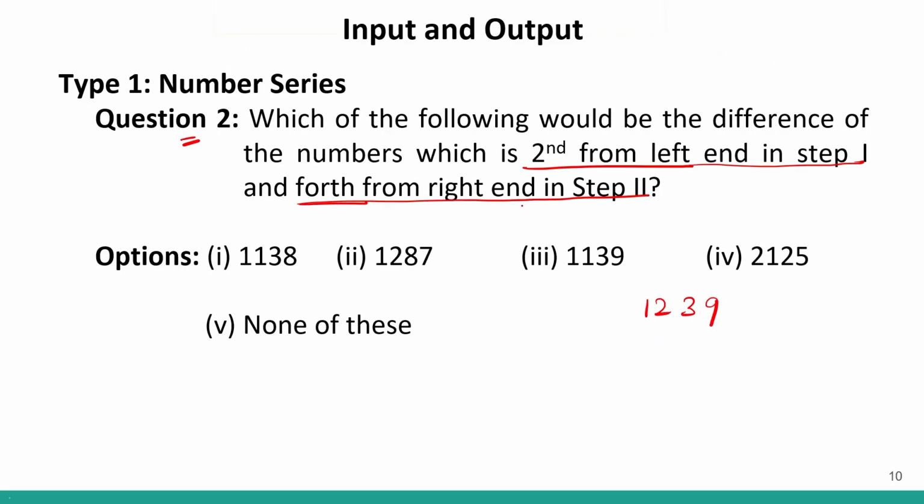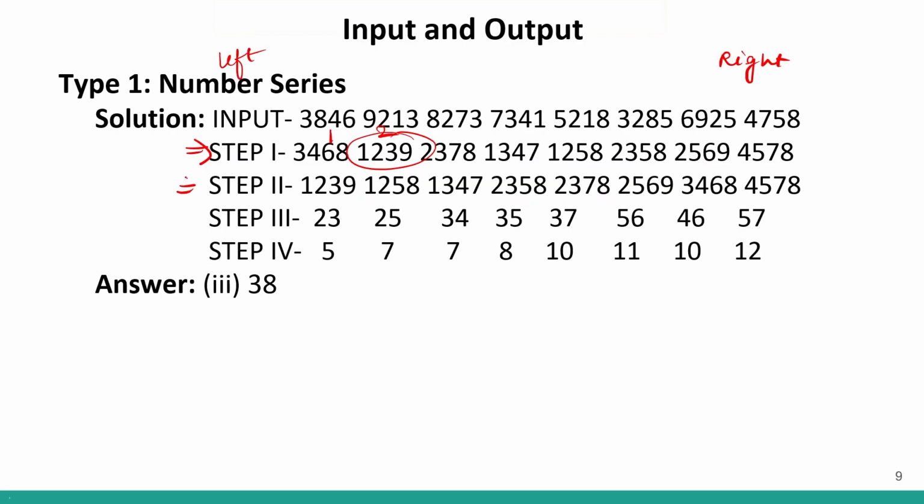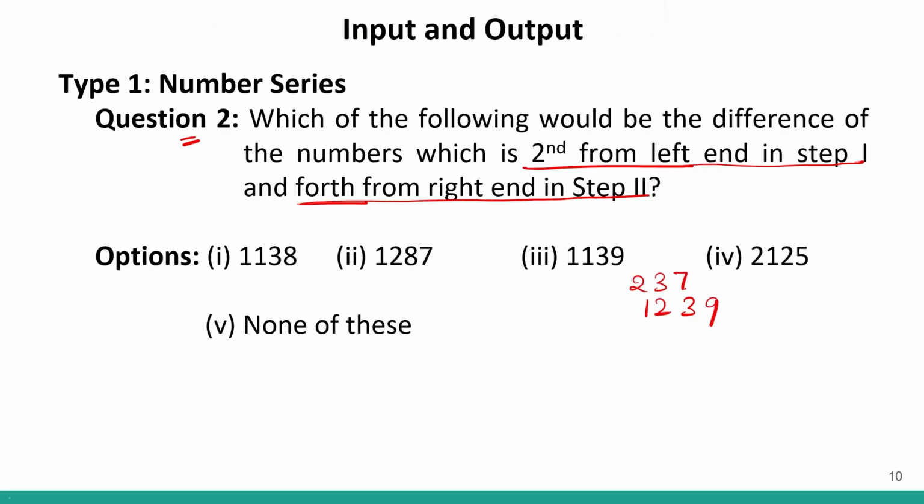And 4th from right hand in step 2. So, step 2, 4th from right hand will be 2, 3, 7, 8. We have to find the difference of these numbers. So, if I subtract, 1139 will be my answer, which is given in option number 3. So option number 3 will be the correct answer to this question. Clear?